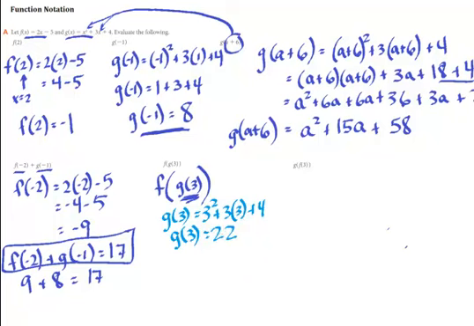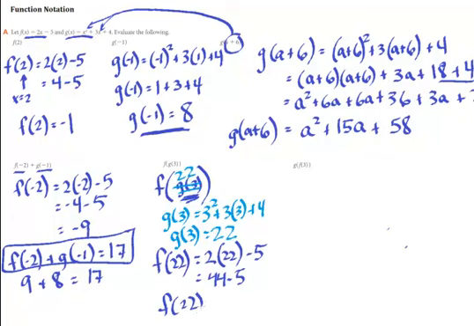So now that I know what g of 3 is, which is 22, I just need to go find f of 22 and plug that in. So that's going to be 2 times 22 minus 5. So that's 44 minus 5, f of 22 equals 39. Okay, perfect.